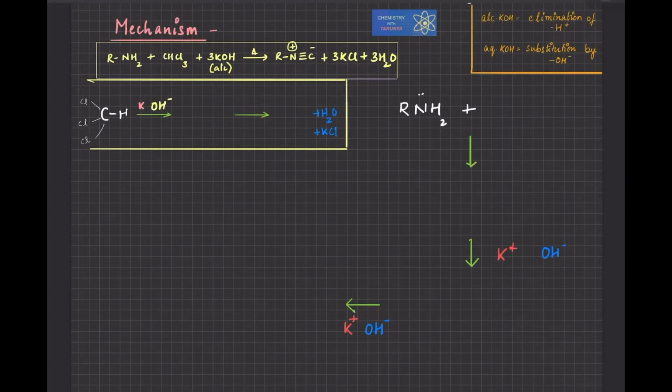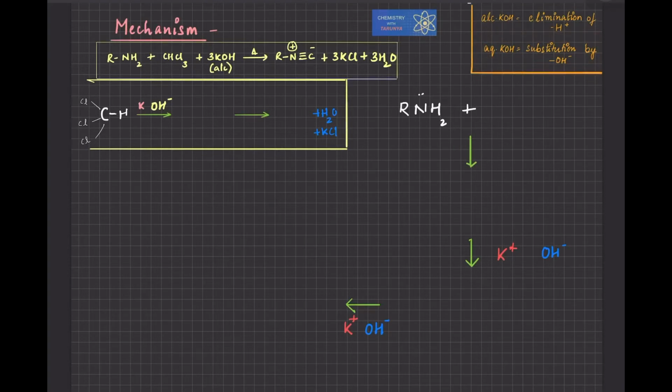Now what happens in this reaction is alcoholic KOH is used. Now why is alcoholic KOH used and not aqueous KOH? Alcoholic KOH helps in elimination of H plus ions from the molecule. If in a reaction aqueous KOH is used, it means it is used for substitution. Substitution is done by the OH minus group.